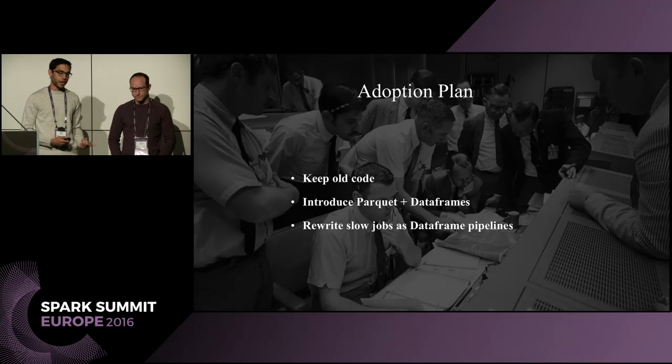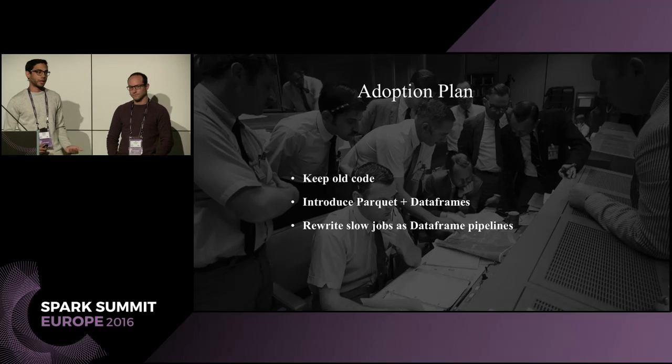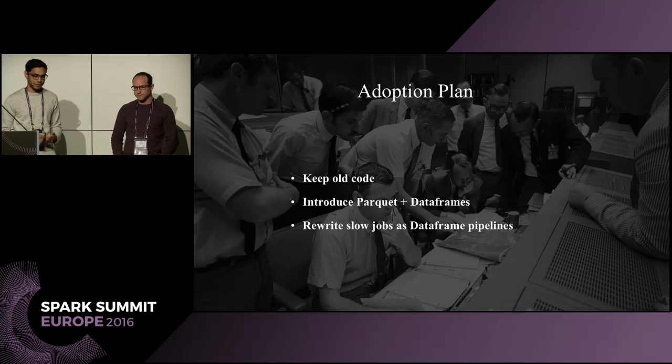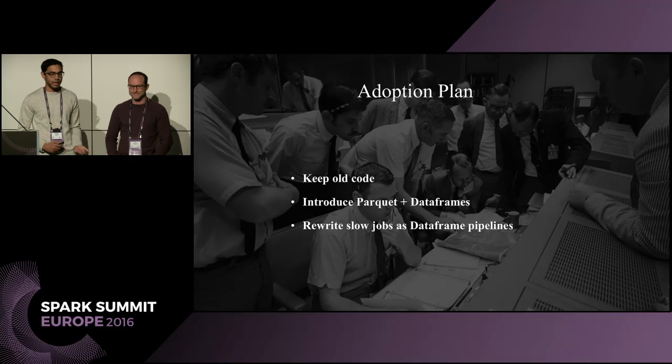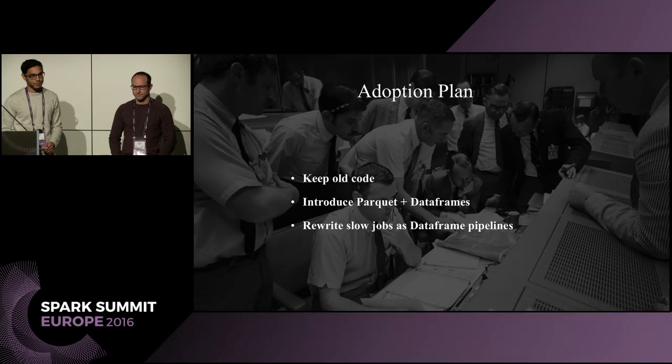And then once we've brought in the data frame API, we're going to pick up some of our worst case offenders, like the absolute slowest jobs we have in our warehouse, and we're going to rewrite them using data frames and see what happens.